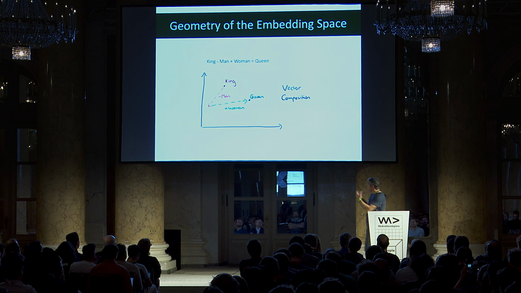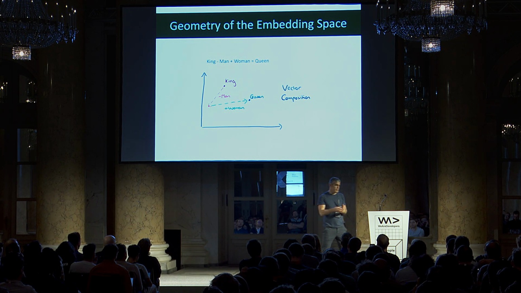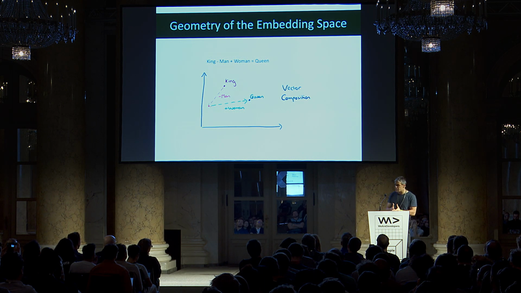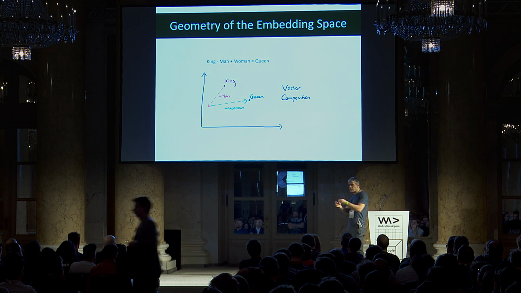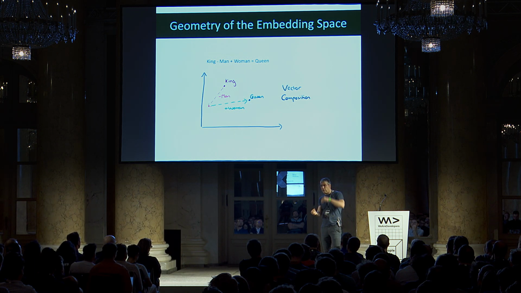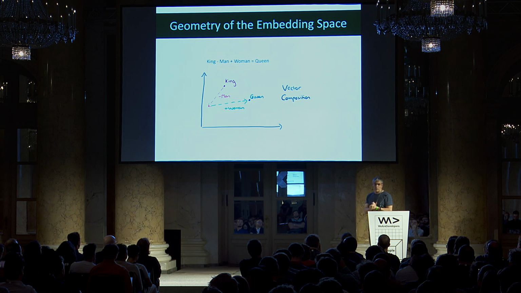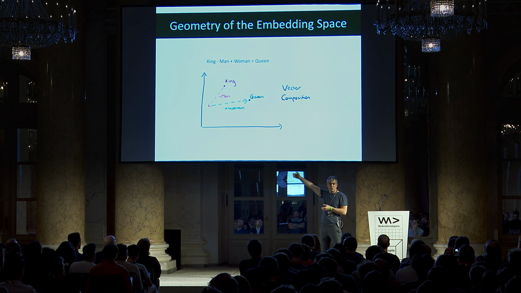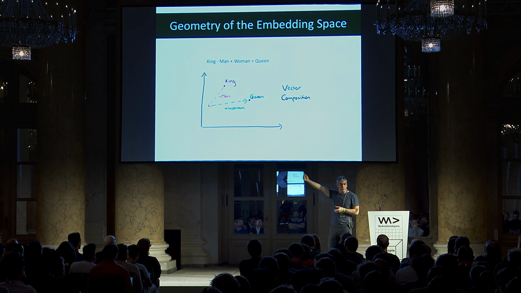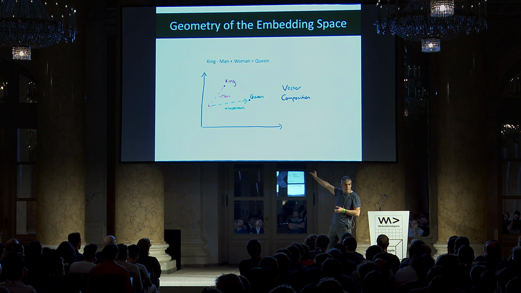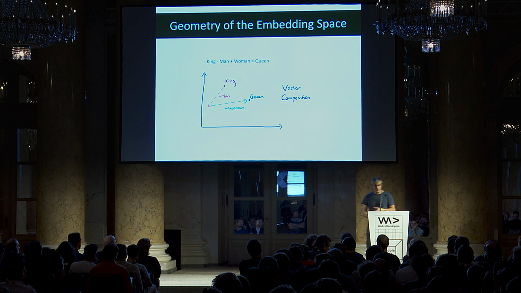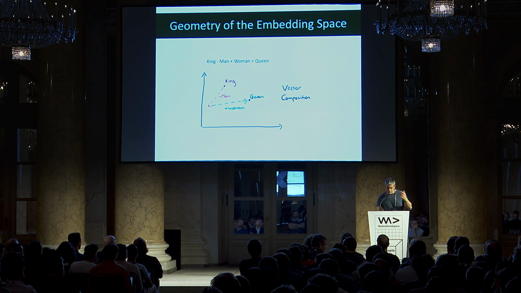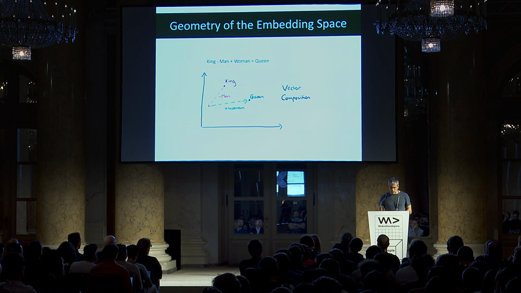Once we've completed this task, it turns out that these embeddings that we learn, these vectors that we learn, have nice geometric properties. For example, if you take the vector for the word king and subtract the vector for the word man and add the vector for the word woman, you get something that's very close to the word queen.